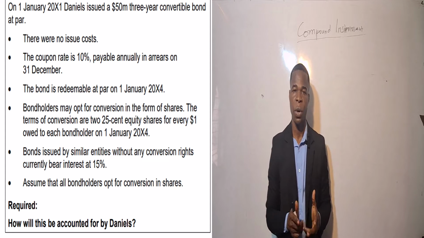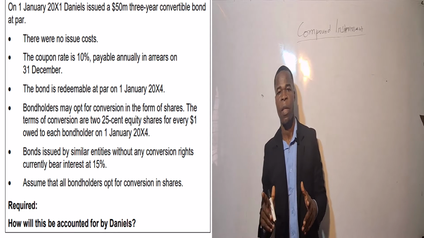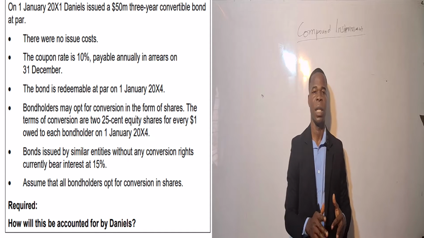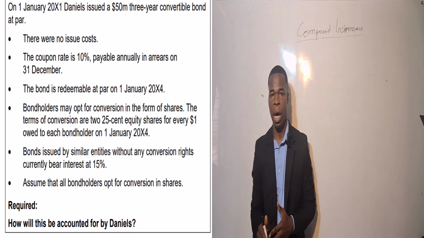There were no issue costs. So here in this question, there's no issue cost. The coupon rate is 10%, payable annually in what? Annually in arrears. The bond is redeemable at par.